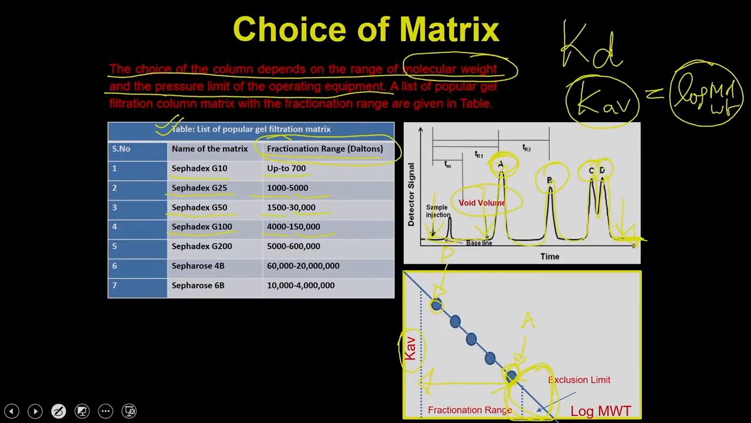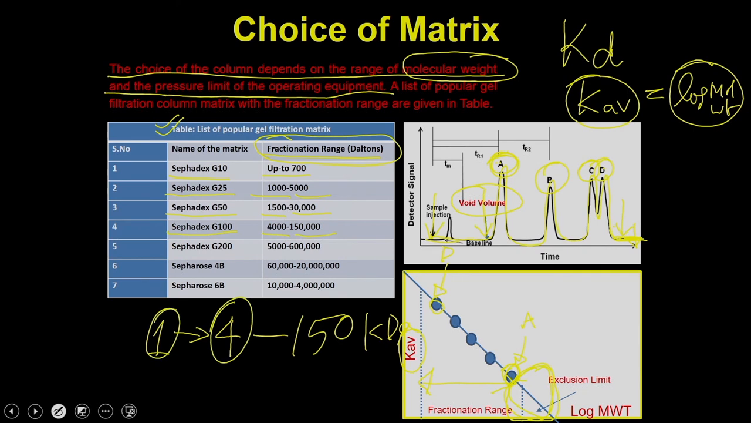150,000 Dalton, which means if you have a protein between 4 to 150 kDa, that particular protein is going to be separated by the Sephadex G100. That does not mean that you cannot separate the 1 kDa protein using this column. You can separate the 1 kDa protein, but you will not be able to separate 1 kDa from the 4 kDa. What the fractionation range means is that suppose you have two proteins of 1 kDa and 5 kDa, this particular column is going to give you a single peak, because both proteins are outside the fractionation range, so you are going to see a single peak of 1 and 5.